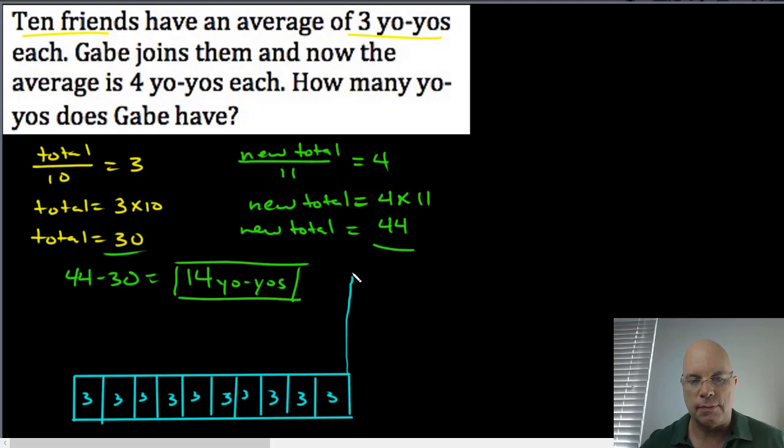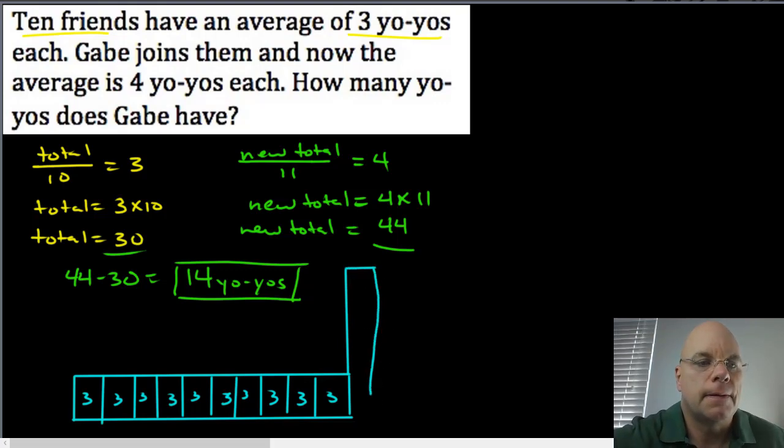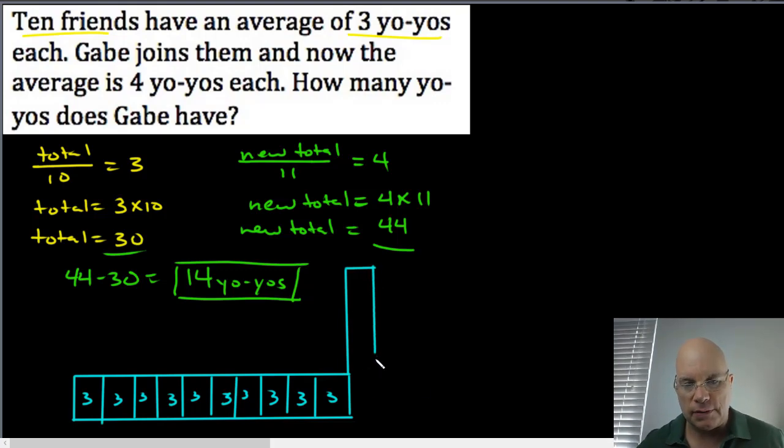So he's bringing a lot of yo-yos to this group of people because the average changes so much. Think about it this way. For the average to change to 4, he needs to give 1 to each of these 10 people.